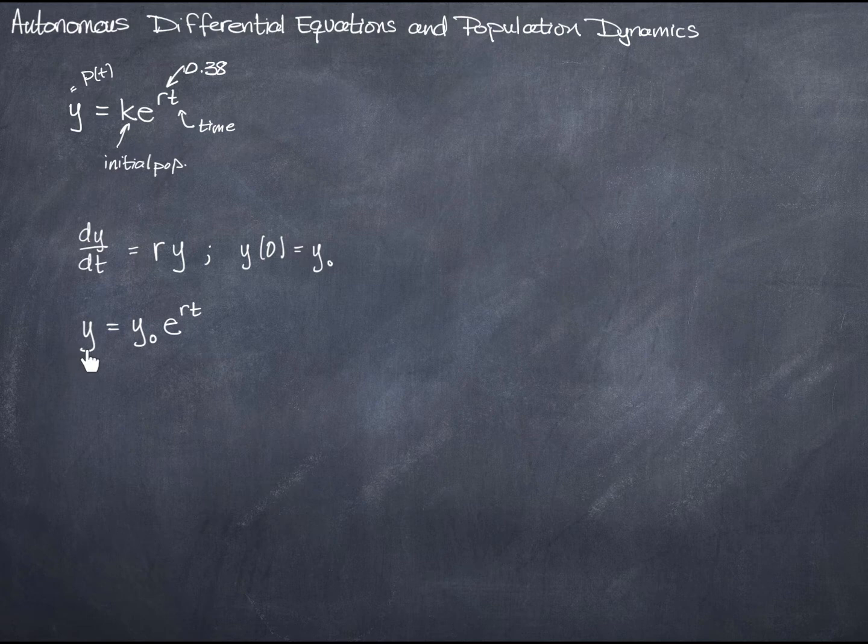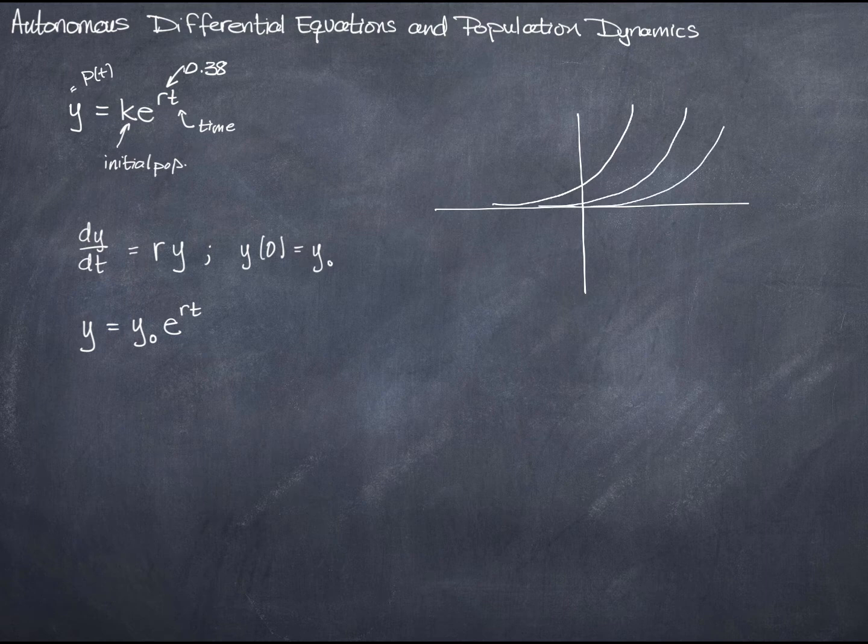This y right here is our p of t, right? This is our function p of t, and that's equal to a constant e to the rt. And you'll notice that if r is positive, you'll get functions that look like this. And if r is negative, use a different color, you get functions that look like this.